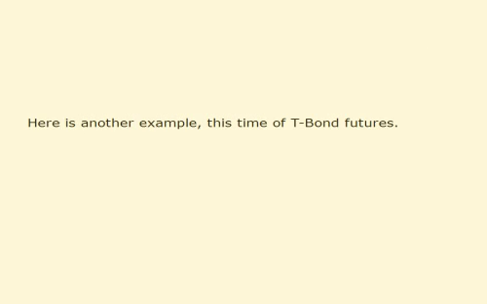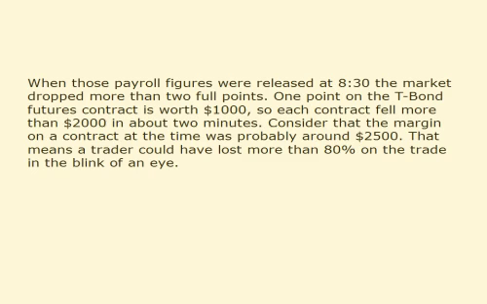Here is another example, this time of T-bond futures. When those payroll figures were released at 8:30, the market dropped more than 2 full points. 1 point on the T-bond futures contract is worth $1,000, so each contract fell more than $2,000 in about 2 minutes. Consider that the margin on a contract at the time was probably around $2,500. That means a trader could have lost more than 80% on the trade in the blink of an eye.